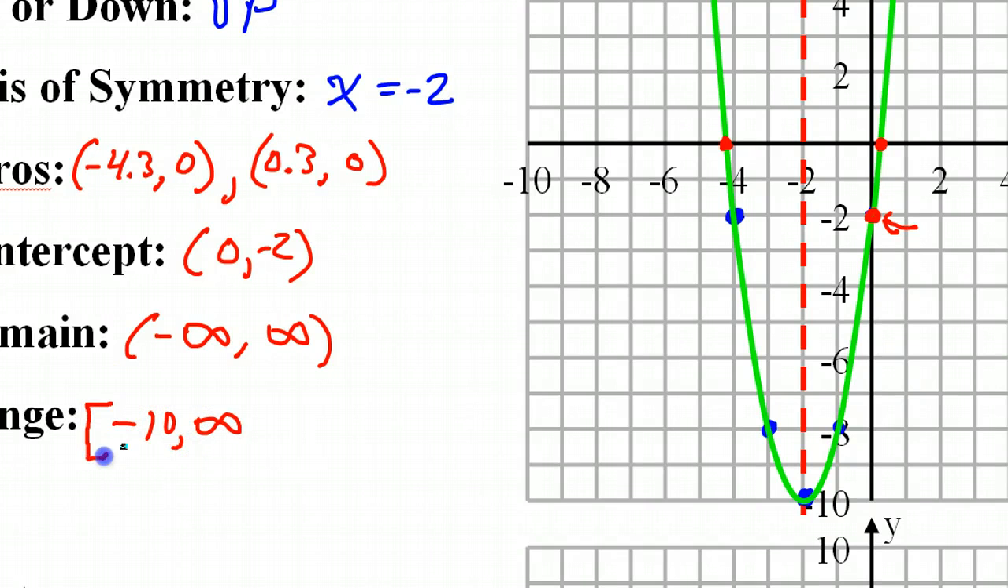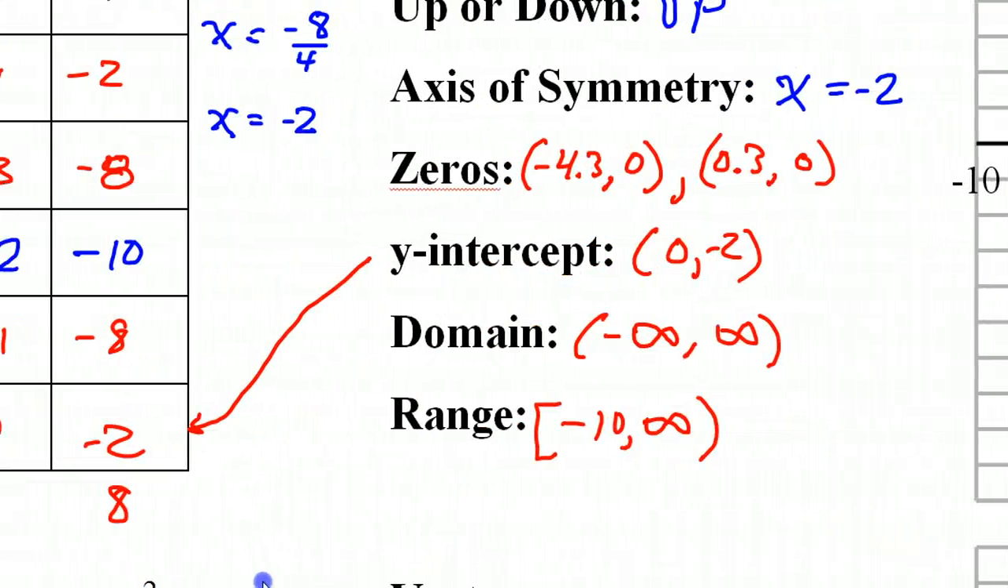Now we'll put a square bracket on the -10 to show that the parabola reaches -10, it touches -10. -10 is included in the set. And that is it for problem number 1.